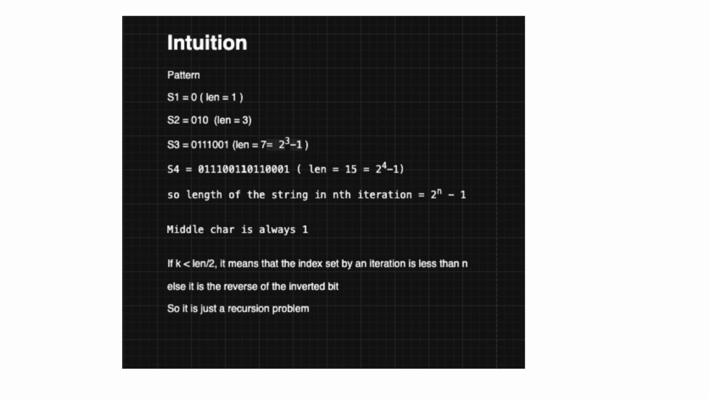Now consider three cases. Case 1. K is in left half. Then it is exactly same as Kth bit in S of n minus 1. Case 2. K equals middle. Answer is 1. Case 3. K is in right half. Then it corresponds to reverse and inverted position of S of n minus 1. So we convert k to total length minus k plus 1, and then invert the result.